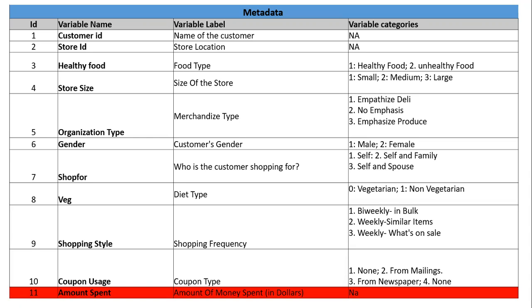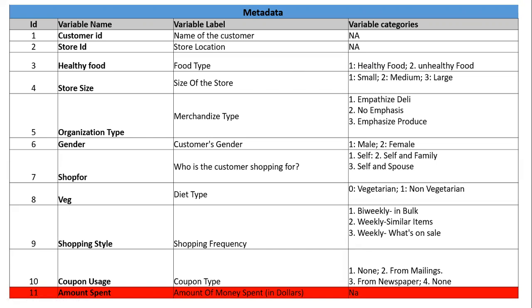Now, you may ask me this question: what's the difference between variable name and variable label? Variable name is just a nomenclature for that column. Variable label is a short description of the variable name. Now, one more thing that you'll always see is what is called variable level, which is different from label. When I say variable level, just take a look at food type. You have variable categories. One stands for healthy food and two for unhealthy food.